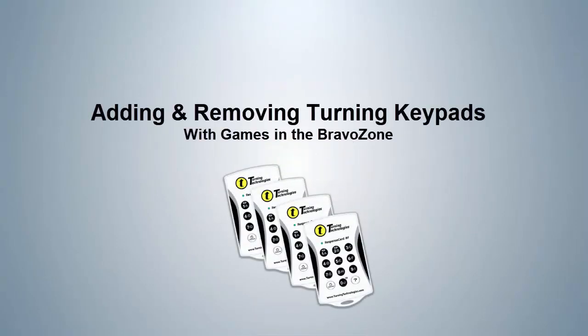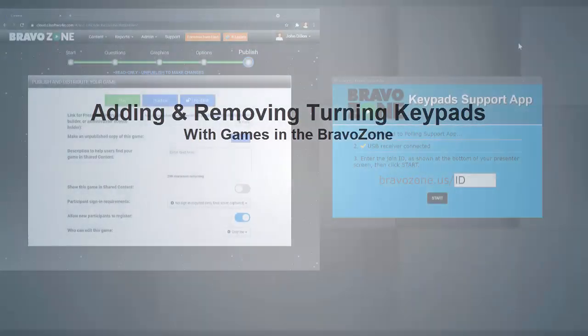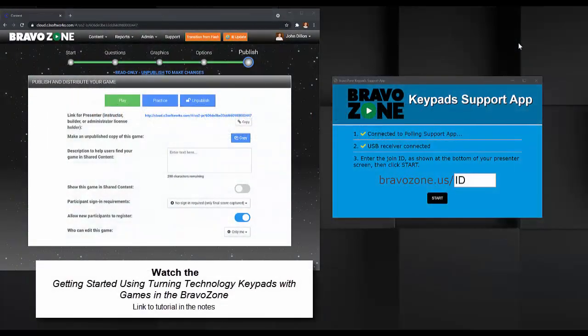In this short tutorial, we're going to show you how you can add Turning Technology keypads and remove them from an active session within the Bravo Zone. This lesson makes the assumption that you already know how to set up the Keypad support app to interface with your sessions on the Bravo Zone. If not, look for the links below for tutorials and more information.